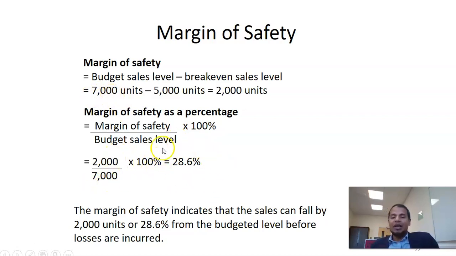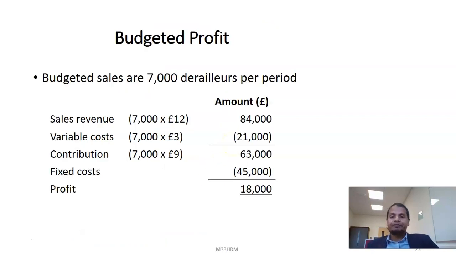That is 28.6. So what does that mean? If the company's sales fall, reduced by 2,000 units, that is 28.6 percent from the budgeted level, then the company would be in loss. So this is the safety margin. A 28% safety margin is not bad. It's not bad, it's good.